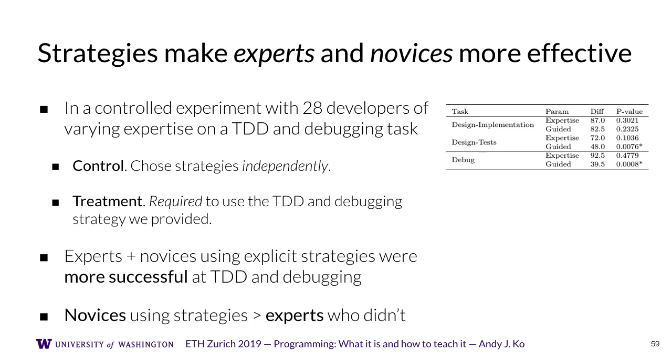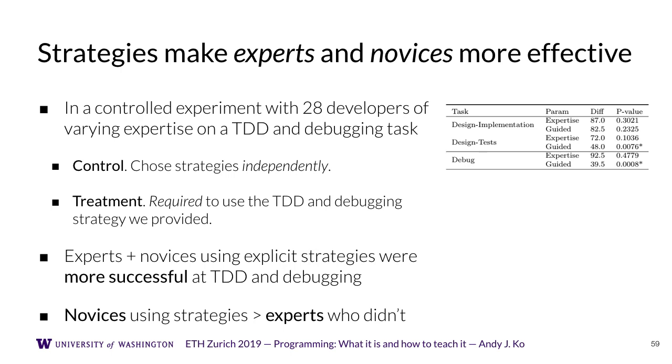So we ran a controlled experiment with 28 developers that had varying expertise, and we gave them a test-driven development task and a debugging task. In the control group, developers could choose their strategy independently. They didn't need to do anything in particular. And in the treatment group, we required them to use strategies that we provided. One was essentially a Roboto strategy for test-driven development, and one was a debugging strategy that was adapted from some of my work on the Whyline debugging tool that I did in my dissertation work several years ago.